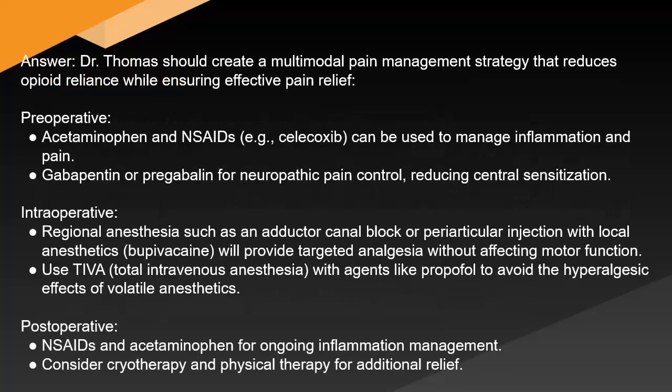Answer: Dr. Thomas should create a multimodal pain management strategy that reduces opioid reliance while ensuring effective pain relief. Preoperative acetaminophen and NSAIDs, e.g., celecoxib, can be used to manage inflammation and pain. Gabapentin or pregabalin for neuropathic pain control, reducing central sensitization. Intraoperative regional anesthesia such as an adductor canal block or periarticular injection with local anesthetics, bupivacaine, will provide targeted analgesia without affecting motor function. Use TIVA, total intravenous anesthesia, with agents like propofol to avoid the hyperalgesic effects of volatile anesthetics. Postoperative NSAIDs and acetaminophen for ongoing inflammation management. Consider cryotherapy and physical therapy for additional relief.